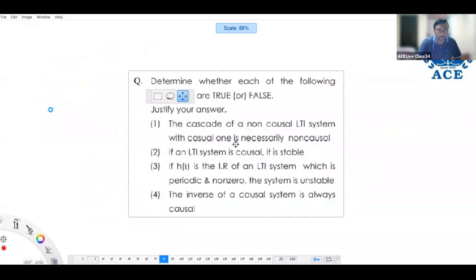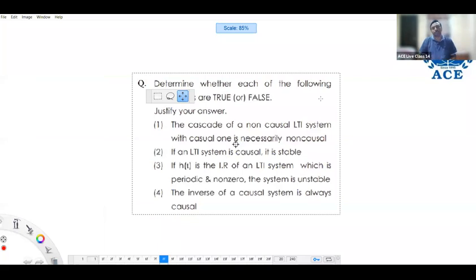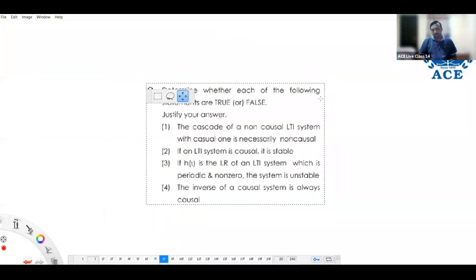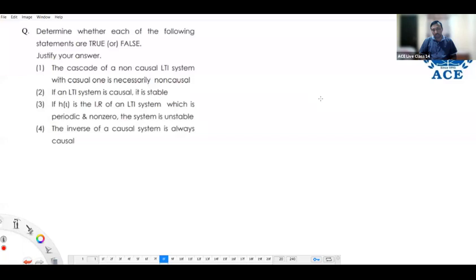Please respond to these true-false questions one by one. Determine whether each of the following statements is true or false. Justify your answer. First statement: the cascade of a non-causal LTI system with a causal one is necessarily non-causal. We want to cascade two blocks, one non-causal and the other causal. We are saying the overall system must be necessarily non-causal. Is it true or false?